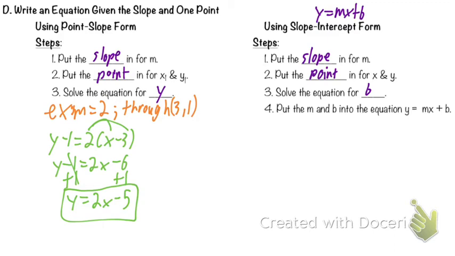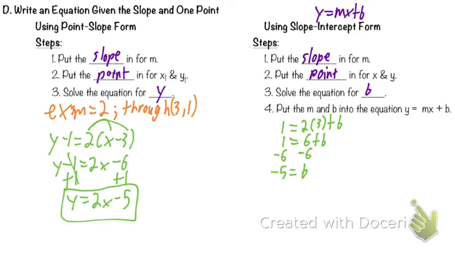So if we do the same example here, where m is 2 and it goes through point 3, 1, what we could do is say 1 equals 2 times 3 plus b. So we plug this into y equals mx plus b. Y becomes the y value of the coordinate, 2 is the m, and 3 is the x value, and b stays b. Now we're going to solve for b. So we say, okay, 1 equals 2 times 3, which is 6, plus b. Now we subtract 6. And we get b to be negative 5.